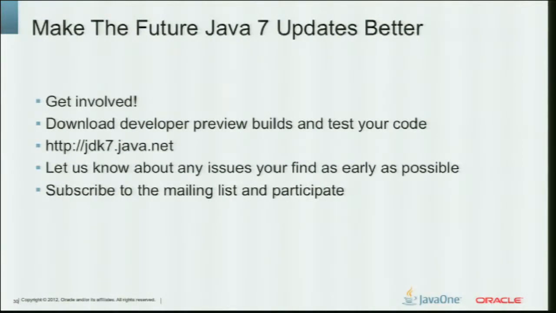I hope this has given you a bit of an insight into the mechanics behind the sausage making that goes into a good, tasty 7 update release in OpenJDK. So if you want to help us make the future Java 7 updates better, please get involved. Please download our developer preview builds on jdk7.java.net and use them to test your code. Use the early access versions and run them against whatever you're working on.